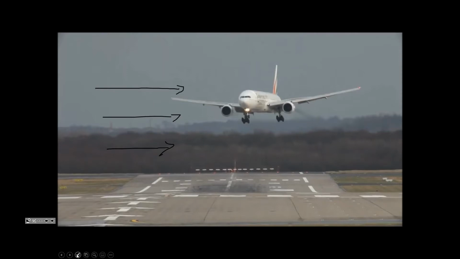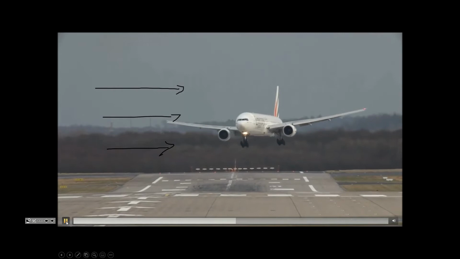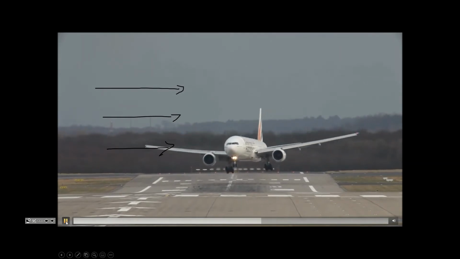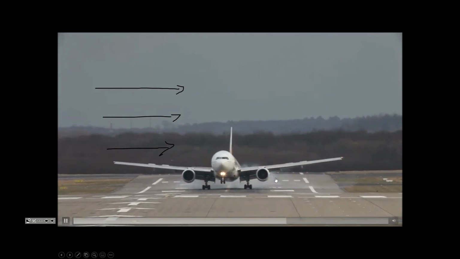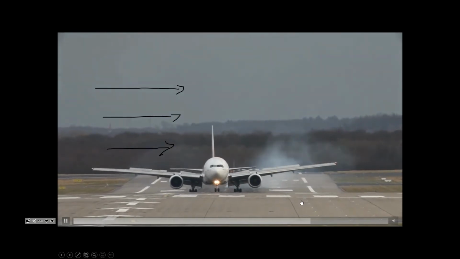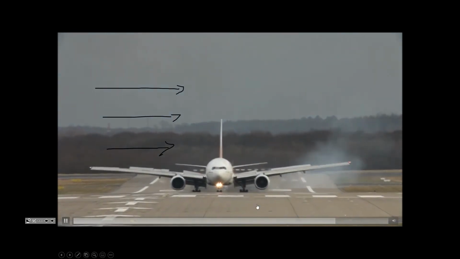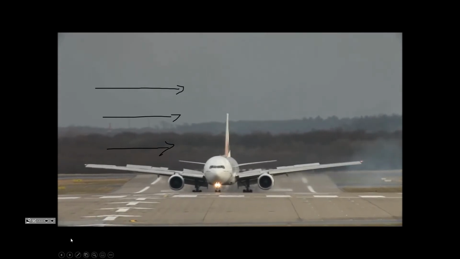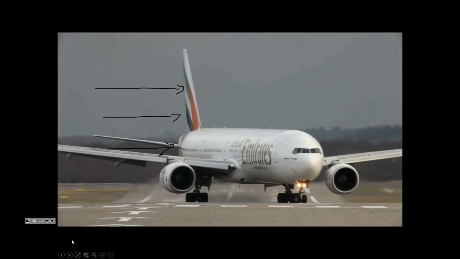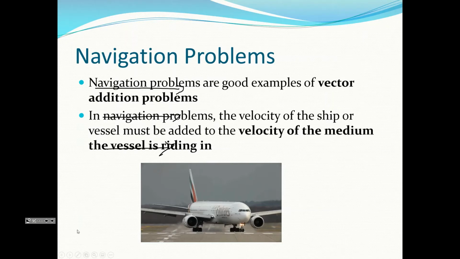So if we continue the video, they straighten out right at the last second so they can be straight, and it blows them a little bit that way. But now the wheels are on the ground, so they're okay. Yeah, so that's what pilots have to manage. They have to worry about the vector addition of the medium, the air, as well as what direction their plane is headed.